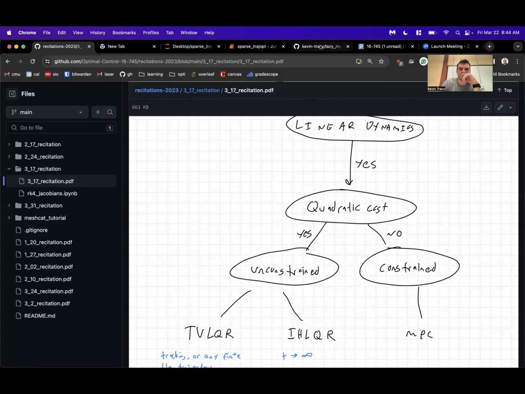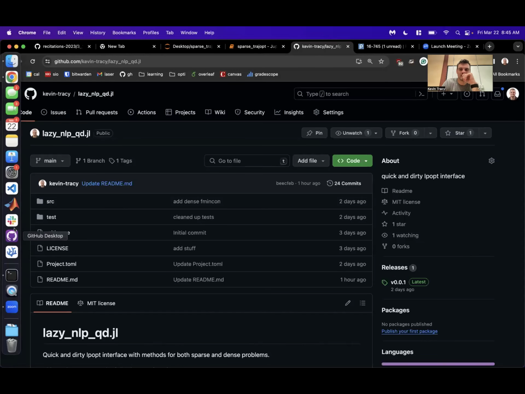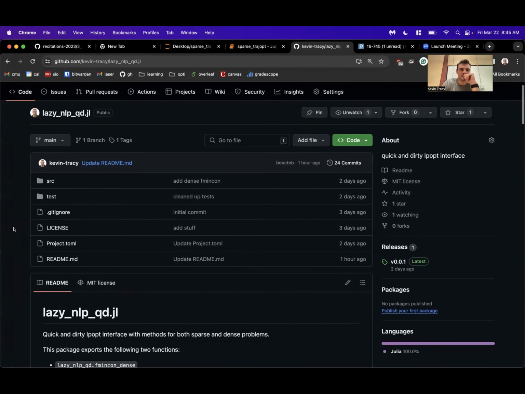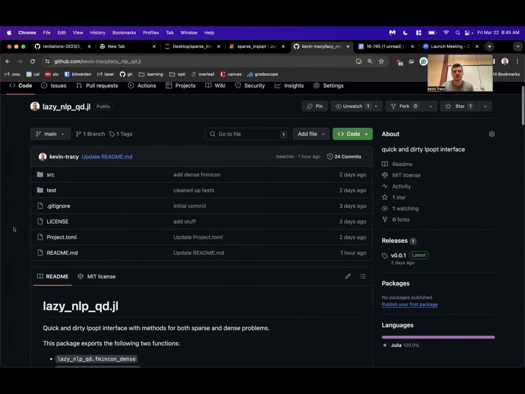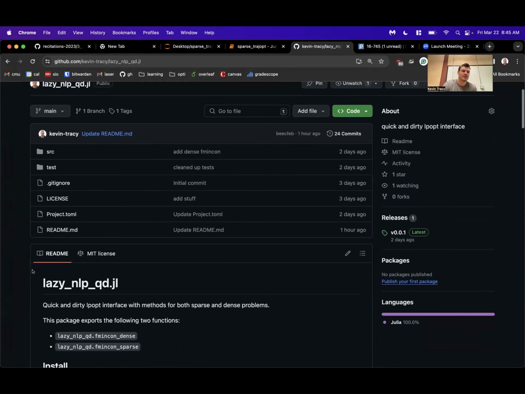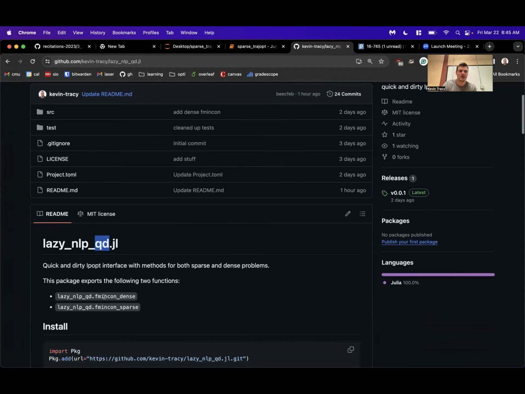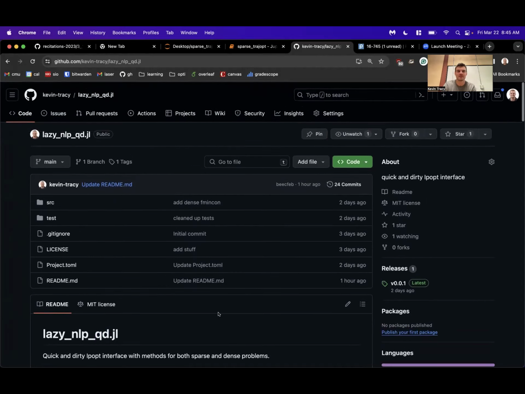Okay, so we can all see my screen. I built this package called LazyNLPQD. The idea is it's lazy nonlinear programming, the quick and dirty version. I'm giving you two functions. One is called fmincon dense, the function you've been using for your homeworks. The other is fmincon sparse, which is going to make a very big difference.